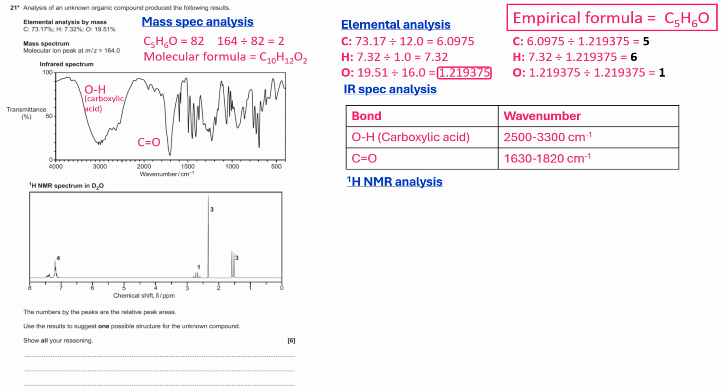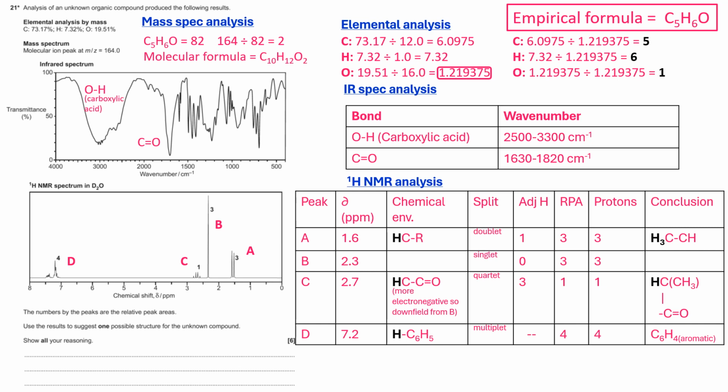Now with your hydrogen NMR analysis, the first thing to do is to label the peaks. And you can do this analysis using a table method. So next to each peak you put the chemical shift value, the chemical environment from the data sheet it represents, the splitting pattern which you write in words, which gives you the adjacent hydrogens, and then the RPA, which is the number printed next to each peak. It is the relative peak area, which tells you the number of protons in that environment. So working your way across with each row, that allows you to change each chemical environment into a conclusion.